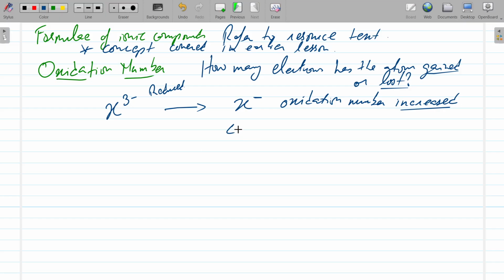So you can make a number line. You've got 0, 1, 2, 3, -1, -2, -3. And so the more negative you are, the smaller the value. So you were here, and now you are here. So is this an increase or a decrease? It's increased. Increase, yes.